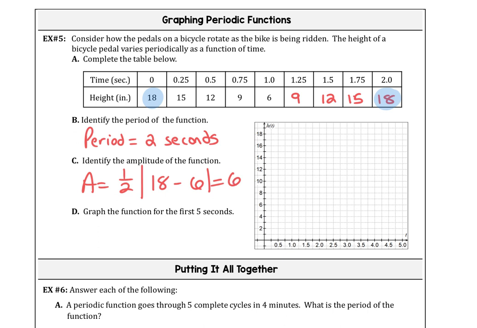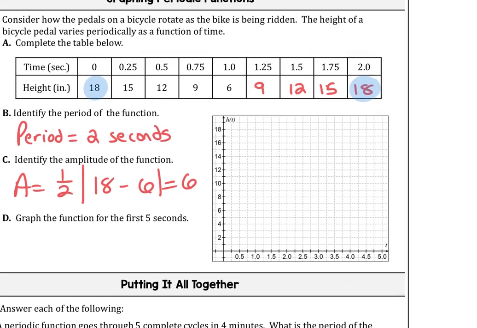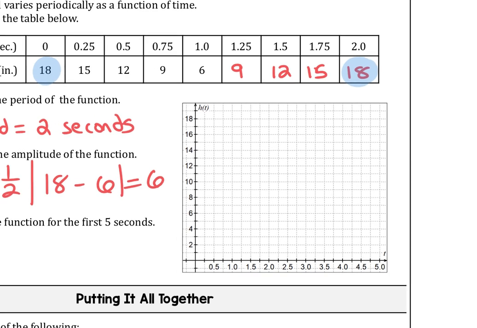If we graph this function for the first 5 seconds, we have our table of values here. I'm going to zoom in just a little bit so we can see. We start at 0, 18 right here. At 0.25, we drop down to 15. Then we drop down to 12. Then we drop down to 0.75 and 9. I'm just graphing points off this table, guys. We've done it forever. And then 1.0 and 6 here. You go back up to 1.25, which repeats the cycle at 9.